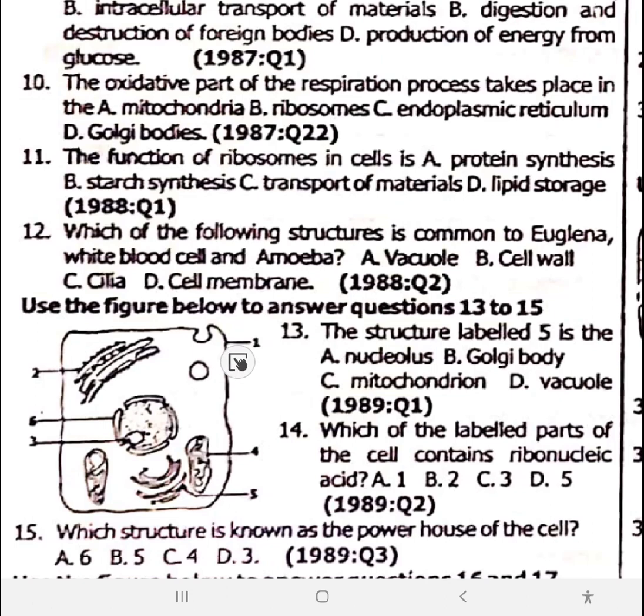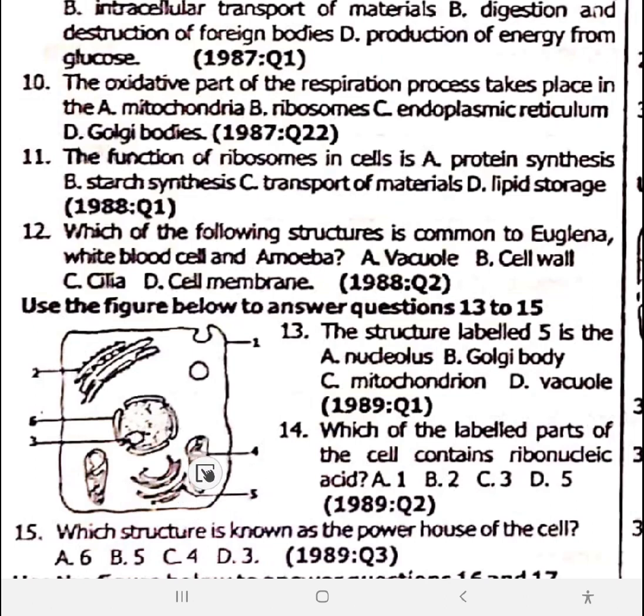Number 1 is called the cell membrane. Number 2 is called the endoplasmic reticulum. Number 3 here is called the nucleolus, and the nucleolus is inside the nucleus. This round one here, the nucleolus, is inside the nucleus. Number 4 is called the mitochondria. You see this one here? This one that's like fish pie.